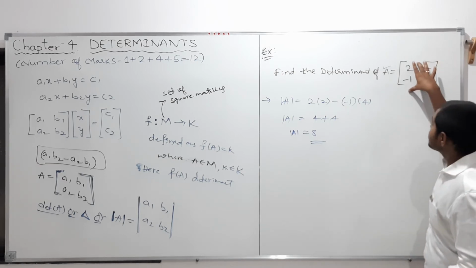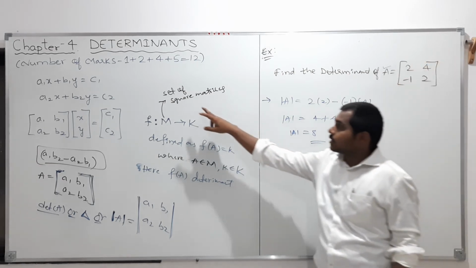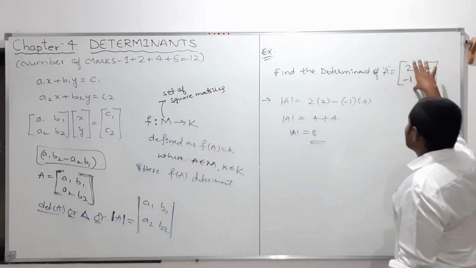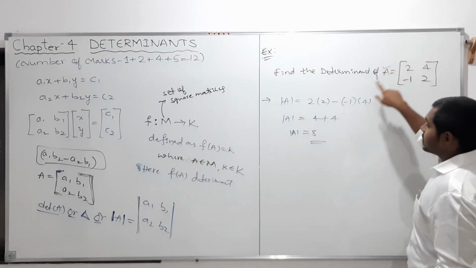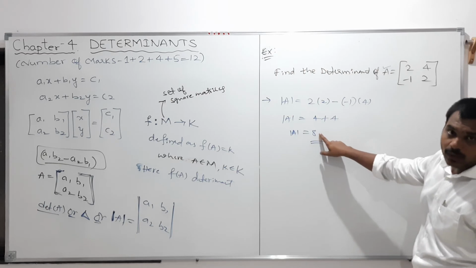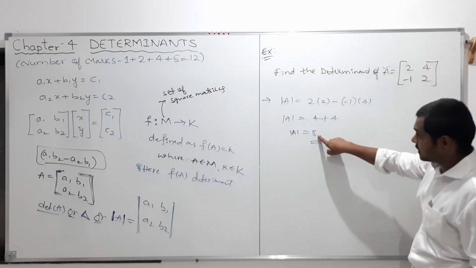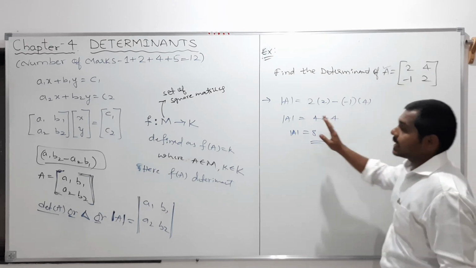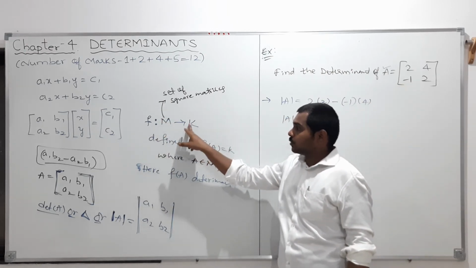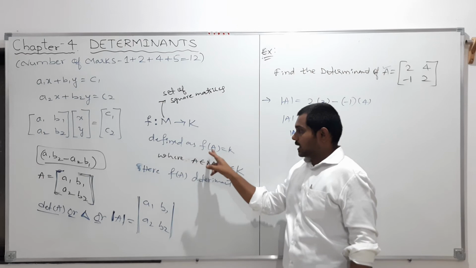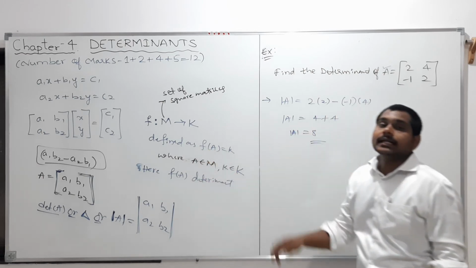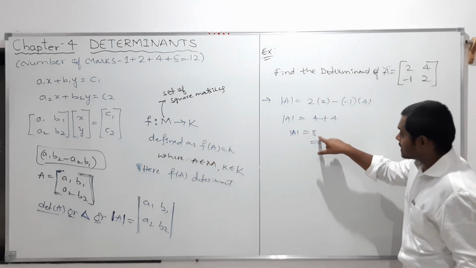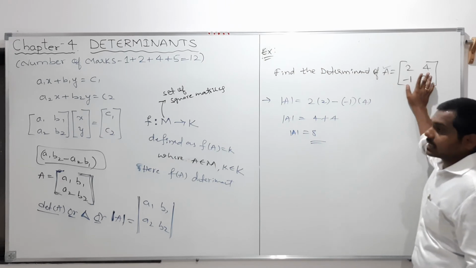For the set of square matrices, we are associating one constant number, one number. This matrix is associated with the number 8. So we can take it as the function f from M to K, defined as f of A is equal to k, where f of A is nothing but the determinant of the given matrix. So here this 8 is the determinant of this given matrix.